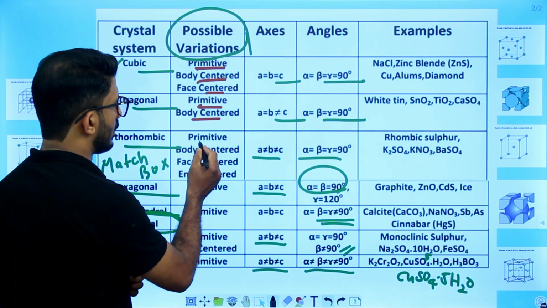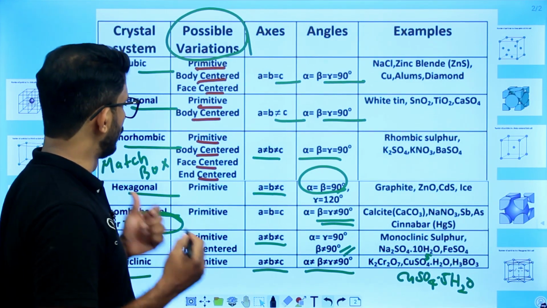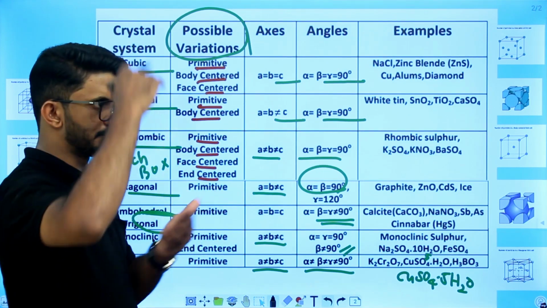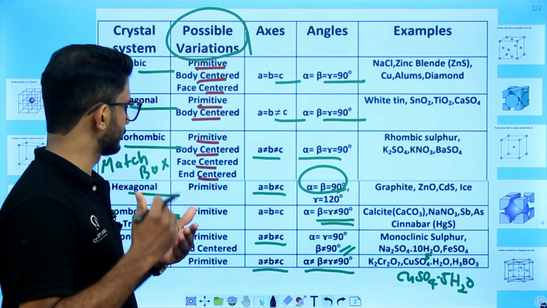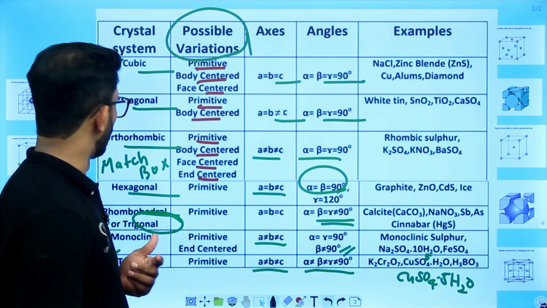ആൻഡ് ഓർത്തോറോംബിക്കിലാണ് ഏറ്റവും കൂടുതൽ പോസിബിലിറ്റി ഉള്ളത്, മാച്ച് ബോക്സ് സ്ട്രക്ചർ. ദാറ്റ് ഈസ് പ്രിമിറ്റീവ്, ബോഡി സെൻറ്റേഡ്, ഫേസ് സെൻറ്റേഡ് ആൻഡ് എൻഡ് സെൻറ്റേഡ്. എൻഡ് സെൻറ്റേഡ് കൂടി, അതായത് ഓപ്പോസിറ്റ് ഫേസസ്, any 2 opposite faces and all the 8 corners.